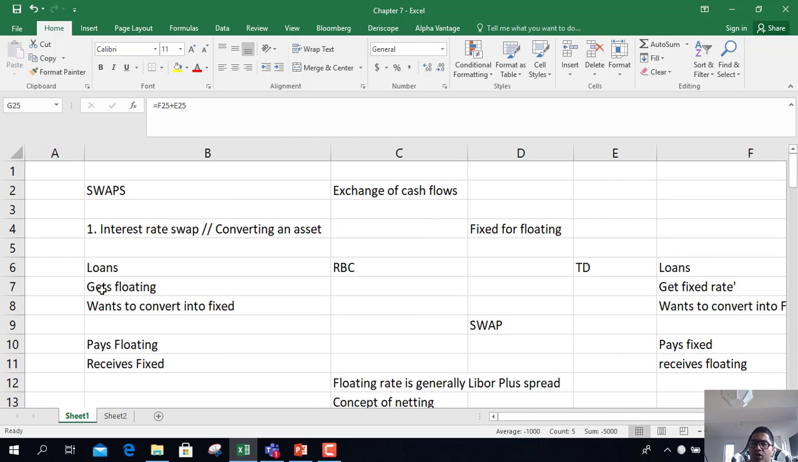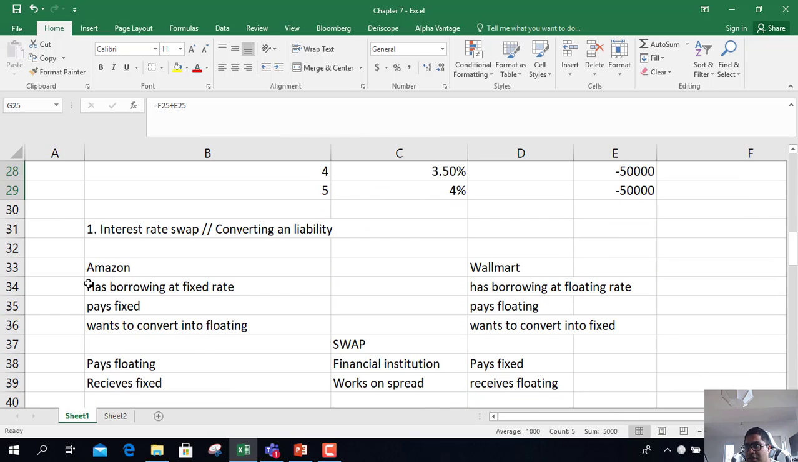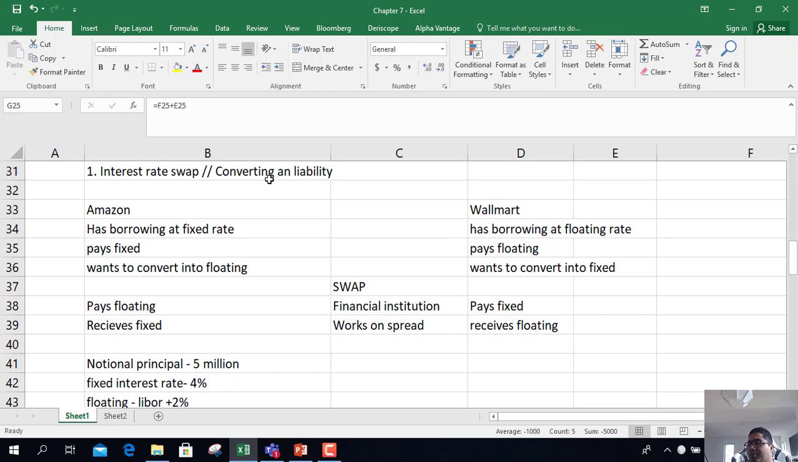Okay, so this was converting an asset, converting something that pays you from fixed to floating. Now there could be a swap to convert a liability.